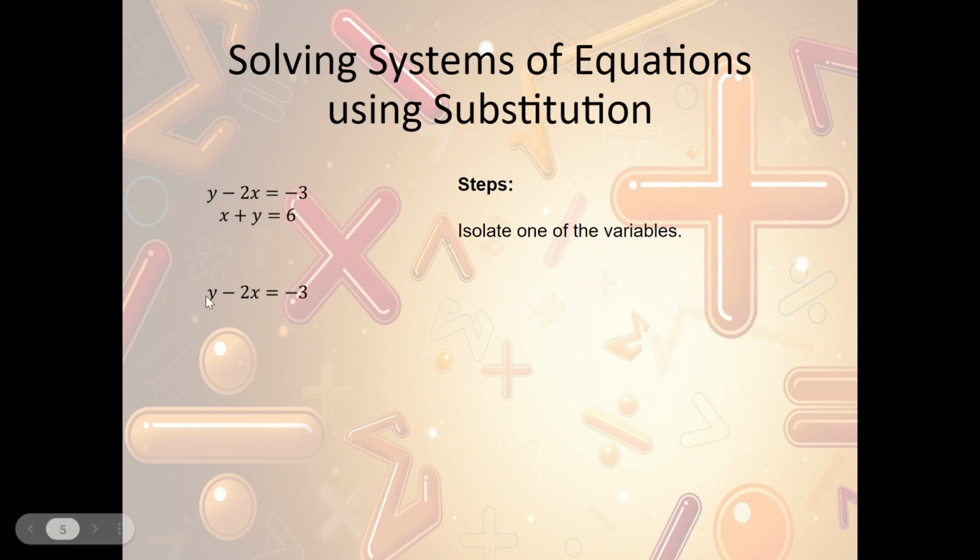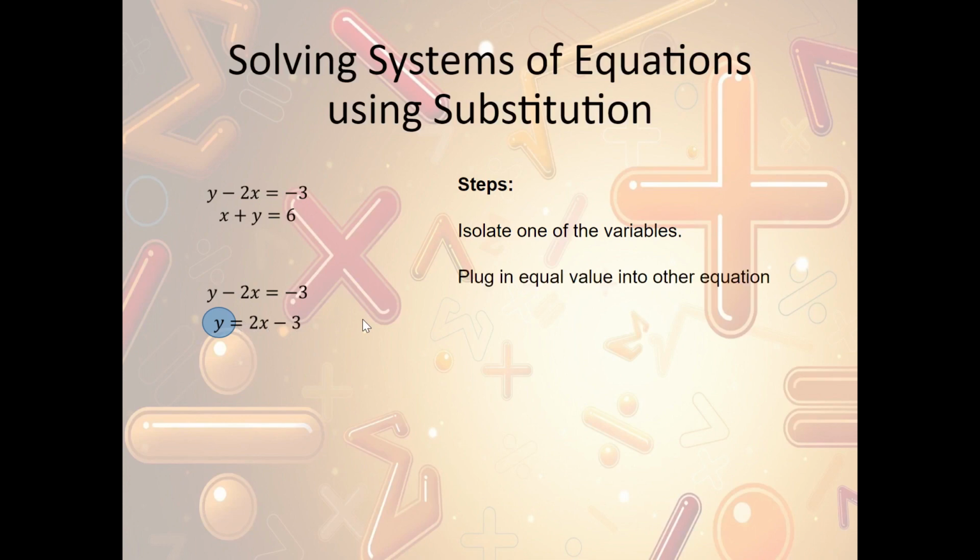So in this case, I'm going to take the equation y minus 2x is equal to -3, and I'm going to isolate y. So in order to do that, I'm going to add 2x to both sides, and I end up with y equals 2x minus 3. Now it's isolated.